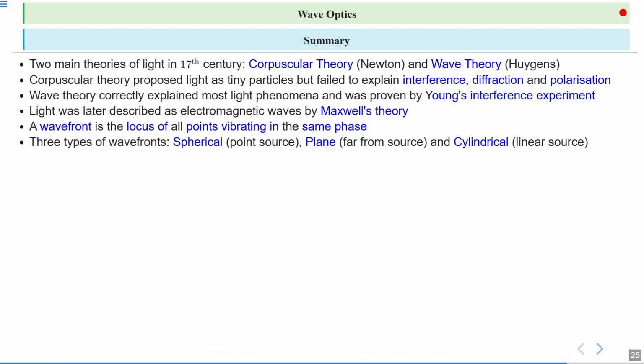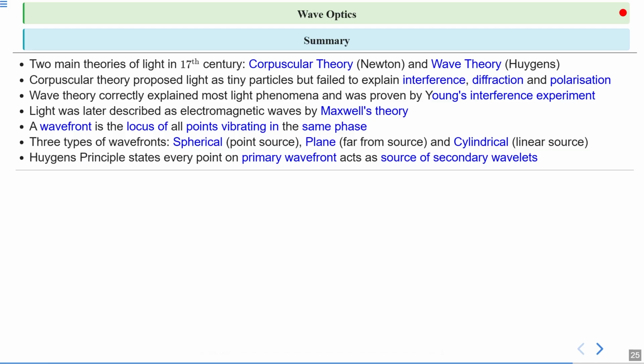So three types of wavefronts are there: spherical, plane, and cylindrical. Spherical wavefronts are generated due to a point source. Plane wavefronts are generated from a far point source. Okay, and cylindrical wavefronts from a linear source.